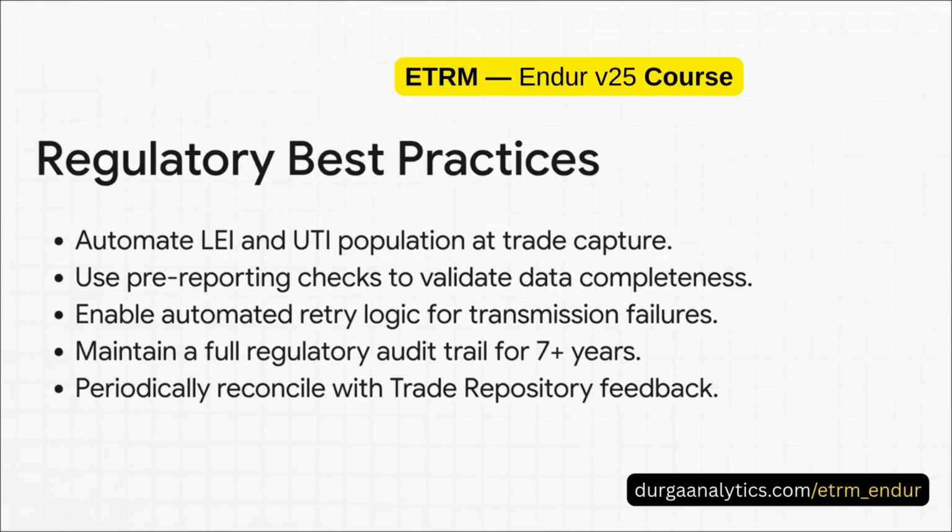All right, these right here are the non-negotiables. Seriously, think of this as your pre-flight checklist for a top-tier compliance setup. Automate your LEI and UTI population the second a trade is captured. Use pre-reporting checks to validate your data before it goes out the door. Set up automated retry logic for when transmissions fail, because they will. Maintain that audit trail for at least 7 years. And please periodically reconcile your data with the feedback you get from the trade repository. These are the proactive steps that make the difference between a low-risk, efficient operation and a high-risk, reactive one.